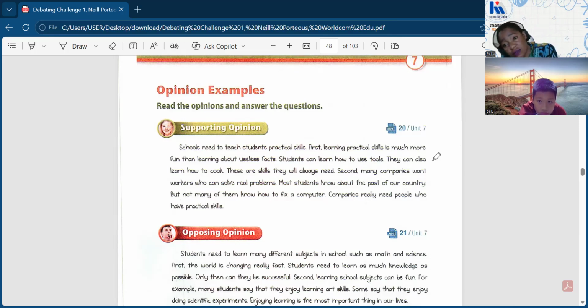Now, the second supporting idea says most students know about the past of their country, but many of them don't know how to fix a computer. In other words, they know about subjects, but they don't know how to use practical skills. That is why it is important for schools to teach the students practical skills first. Do you understand, Billy?